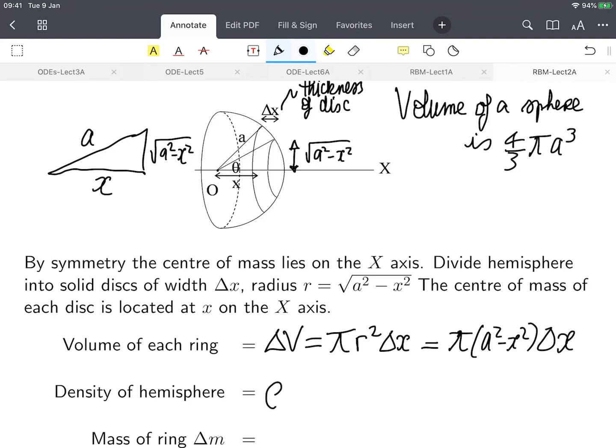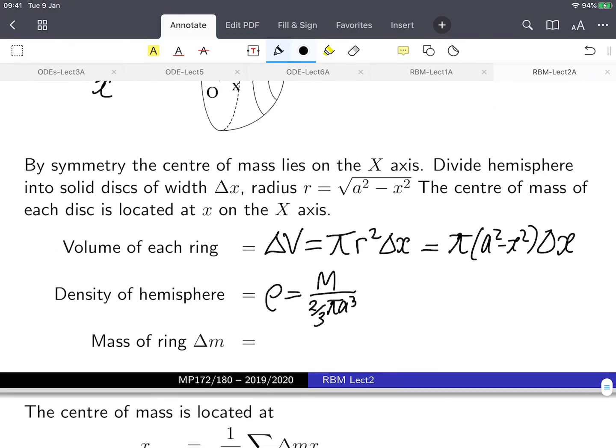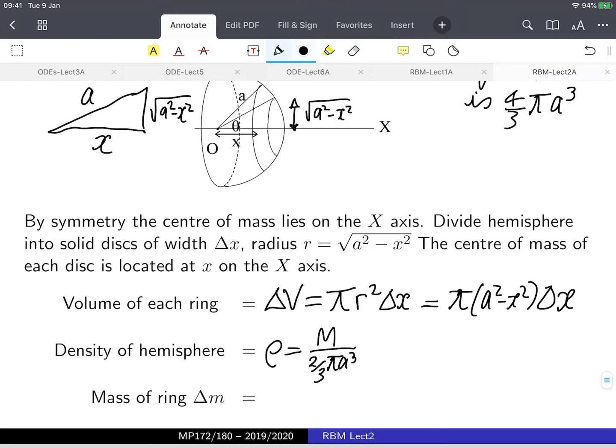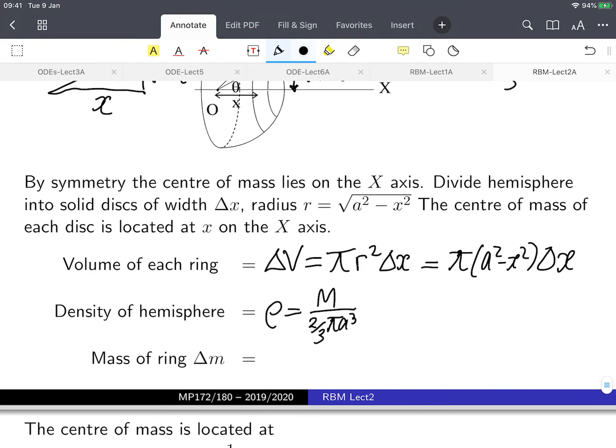The density, I can do the density of the whole hemisphere. It's going to be m over its volume, which is now going to be 2/3 of pi a cubed. Yeah, just take half of what I have on top there. So that's 3m over 2 pi a cubed. But since it's uniform, I can also say that it's the mass of a disk divided by the volume of a disk. The volume of a disk I have it above. The mass of a disk, I'm going to find it now from this equation.